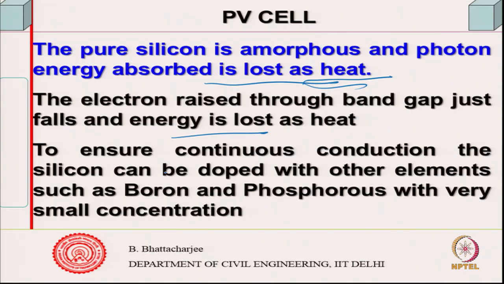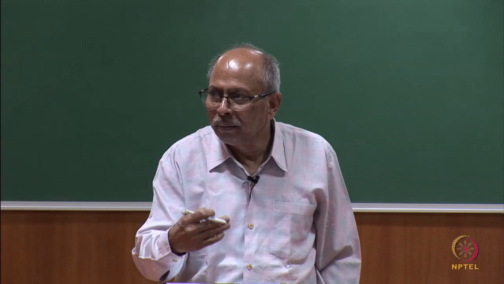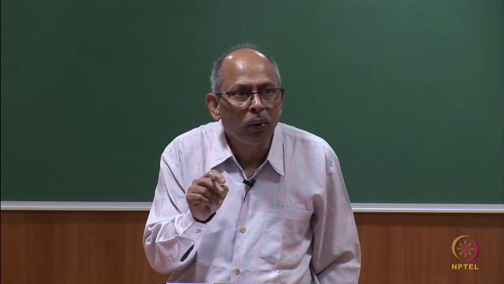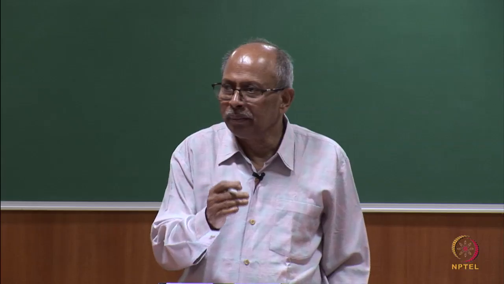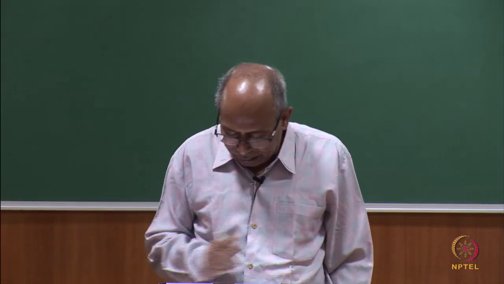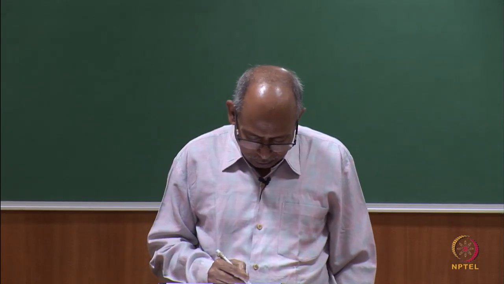So, in order to ensure a continuous flow, the electron that has come out must be able to move to another atom and so on and so forth. To ensure continuous conduction, silicon can be doped with other elements like boron and phosphorus at very small concentration. Boron has 3 electrons in the outer shell, because it is in the same group as aluminum, group 3, on the left hand side, the metallic side, and phosphorus is on the right hand side. It has 5 electrons at the outer periphery.